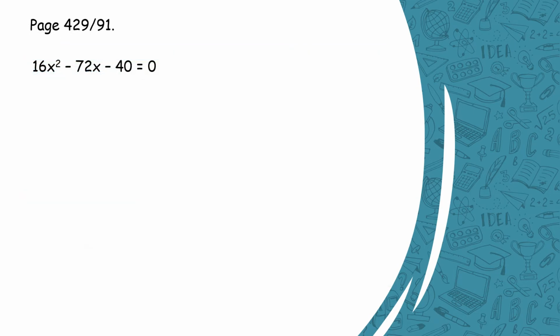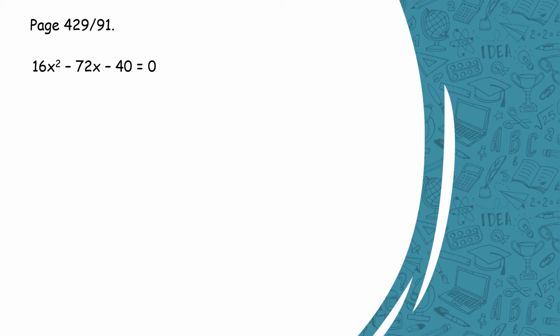Problem 91 on page 429: 16x squared minus 72x minus 40 equals 0. The first step in solving an equation with polynomials is to determine if it's in this form, ax squared plus bx plus c equals 0. It looks like it is in this case. So we can go ahead and find factors of 16x squared minus 72x minus 40 such that it equals 0.